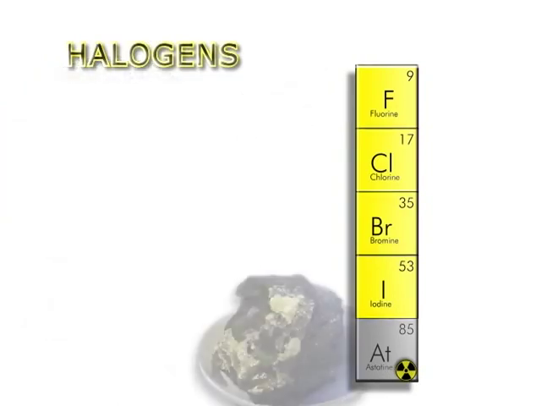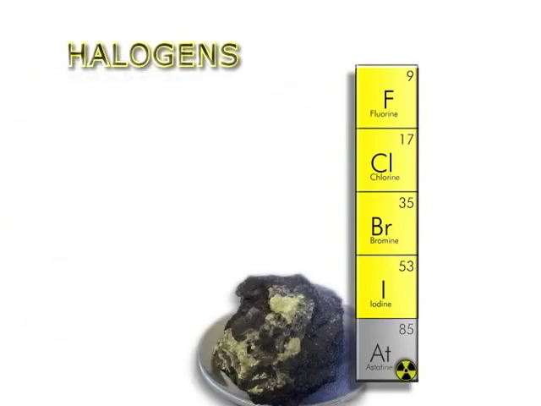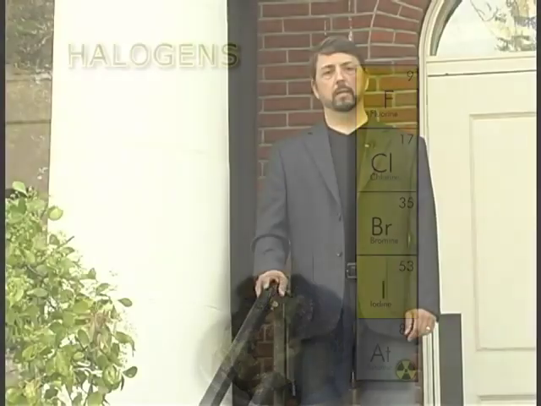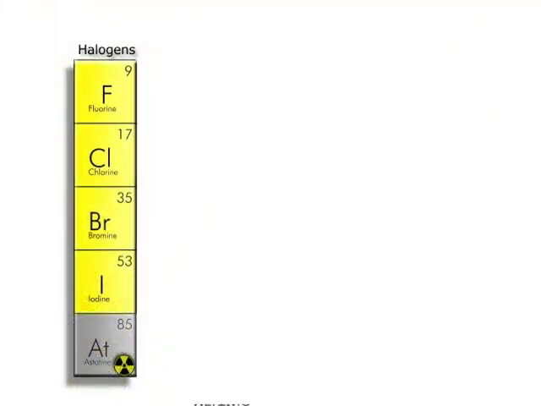This sample of uraninite is thought to contain 1 atom of astatine. That's pretty rare. By appearance, the halogens look nothing like each other, but there are similarities that make them a family. First of all, they are all nonmetals. Second, the temperature at which they melt increases as you move down the group.